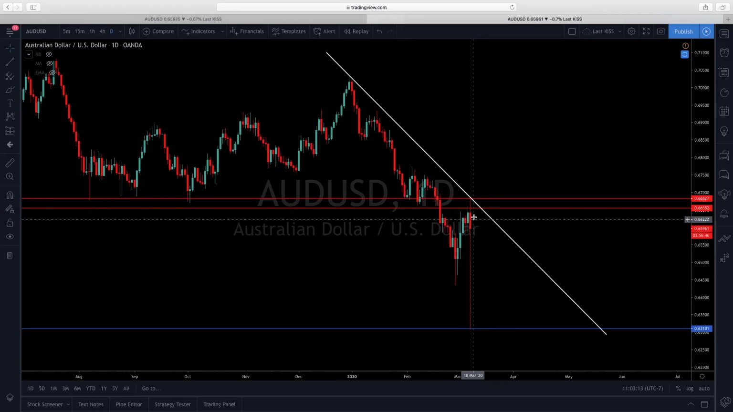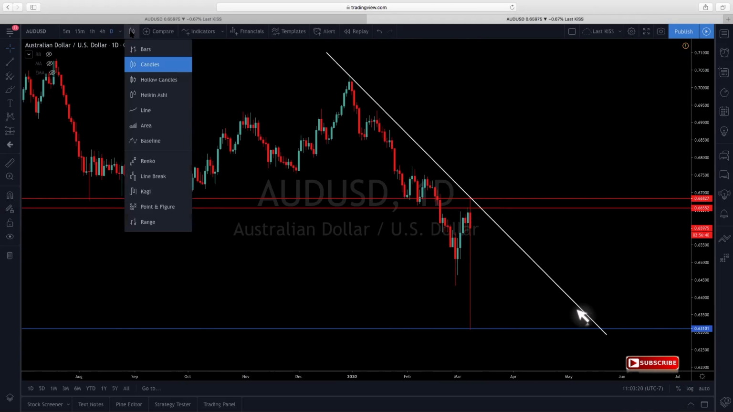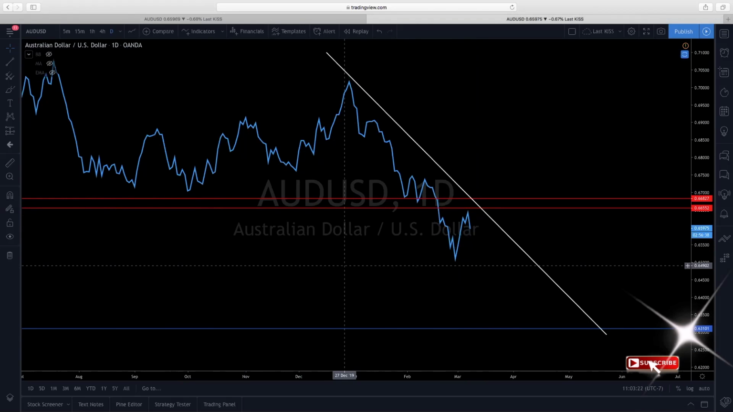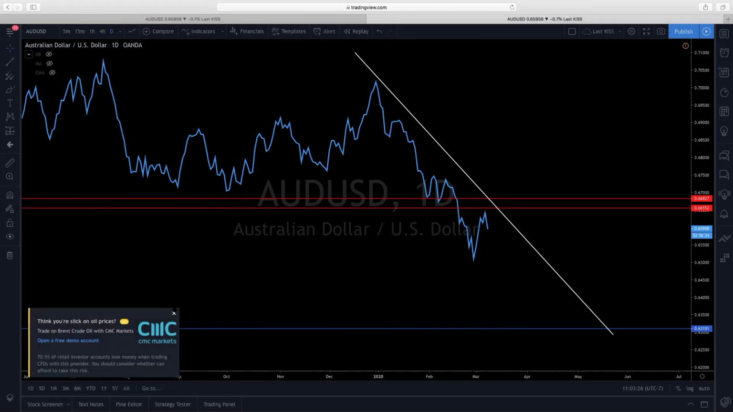I know that we had this major rejection here and price is now approaching this reversal zone. So I have these zones marked because on the daily, I like to see where my strong reversal areas are, my strong levels that I want to watch and potentially trade from.